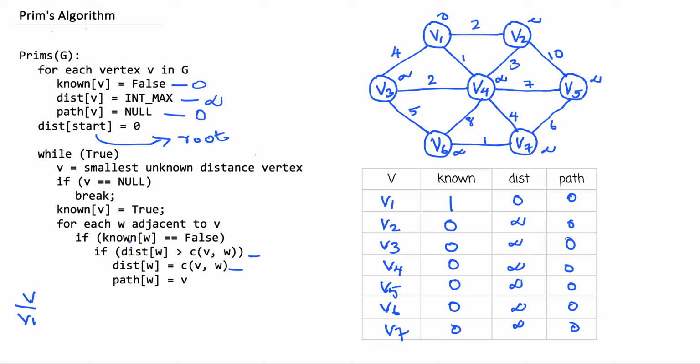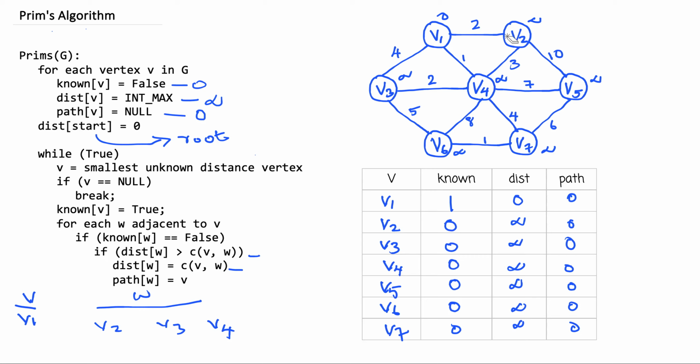Now we will run this for loop. In this for loop, we have to consider each adjacent vertex of the vertex v one by one. So we will do that. So here we have v as v1. v1 has got 3 neighbors, v2, v3 and v4. So the possible values of w would be v2, v3 and v4. Now we will check whether those vertices are unknown. If it is unknown, we will make these comparisons and assignments. So the neighbors v2, v3, v4, all of them are unknown. Now we will make the comparisons.